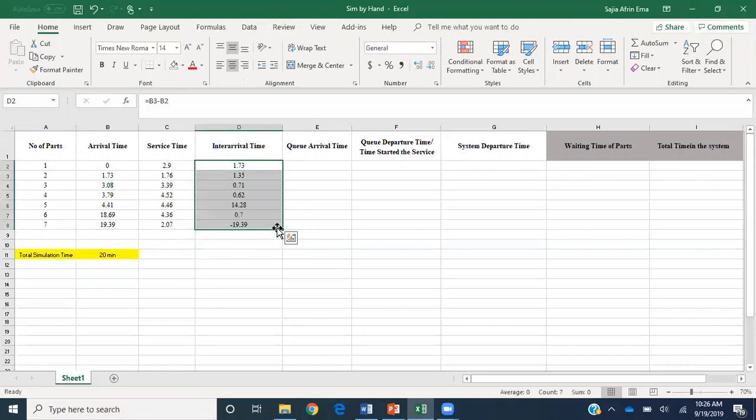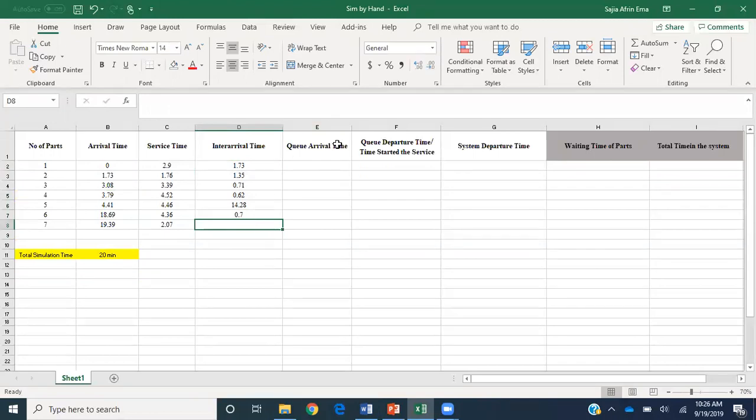Why are we getting a negative? Because we don't know when entity 8 will arrive at our system. So that's why it's negative. So we need to take it off. Inter-arrival time could be 0 or positive, right? It can't be negative. So we'll take this off.